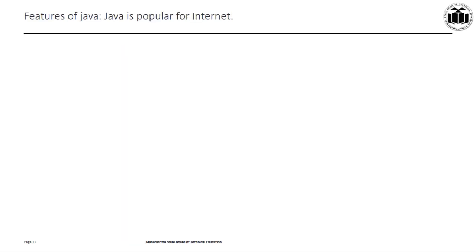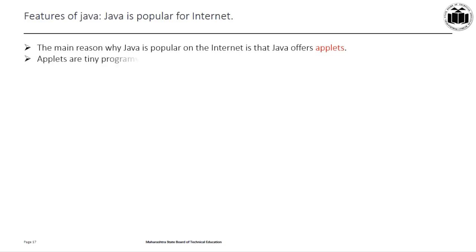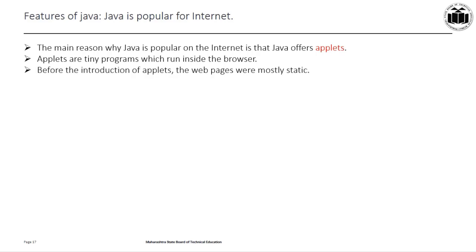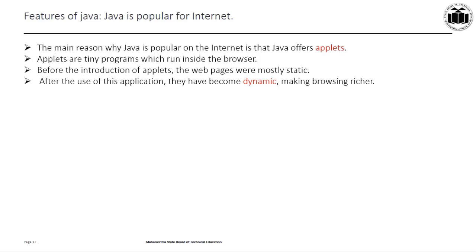And the last one is that Java is popular for the internet. The main reason why Java is popular on the internet is that Java offers applets. Applets are small programs which run inside the browser. Before the introduction of applets, web pages were mostly static. After the use of applets, they have become dynamic, making the browser richer.